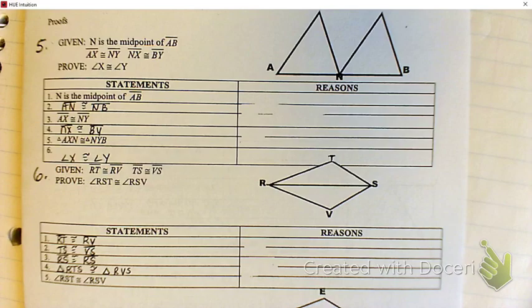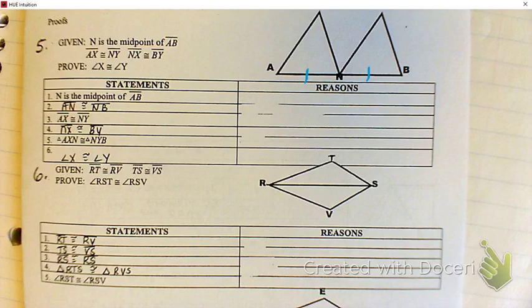Alright, number 5. This one's kind of weird because they tell me that N is a midpoint of A and B. If N is a midpoint, that means these two sides are congruent, because if N is in the middle, then the two things around it are congruent.